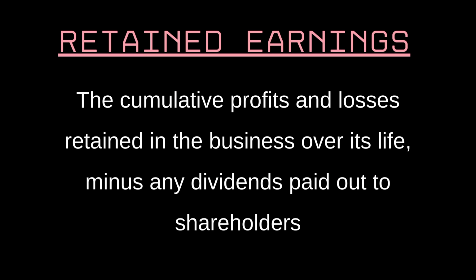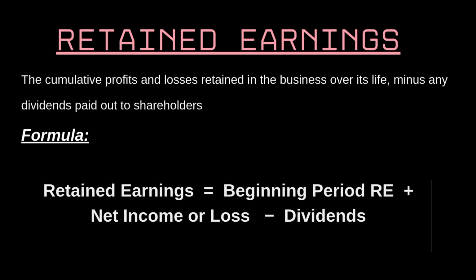The fourth component of equity we are going to discuss in this video is retained earnings. Retained earnings are the accumulated net income that a company has reinvested in its operations instead of paying it out as dividends. The retained earnings account tracks the cumulative profits and losses retained in the business over its life, minus any dividends paid out to shareholders. It's a measure of the company's ability to reinvest its earnings or pay dividends to shareholders. Retained earnings are recorded in the stockholders' equity section of the balance sheet.